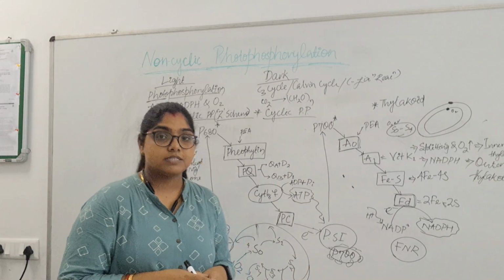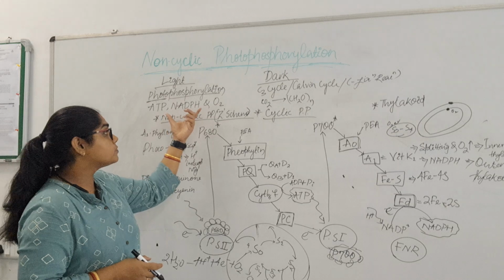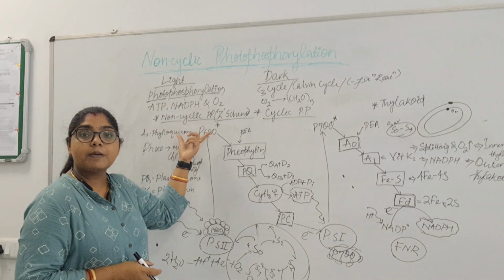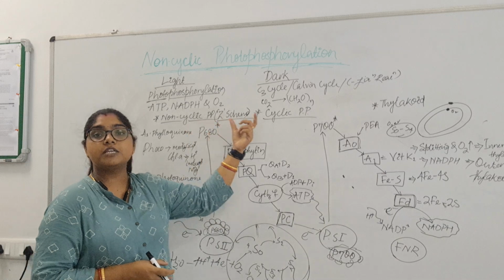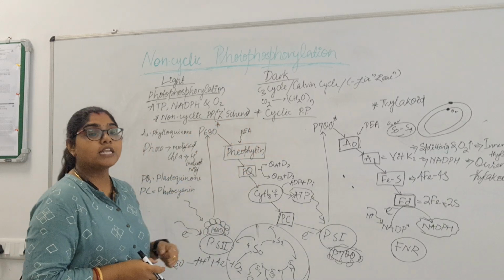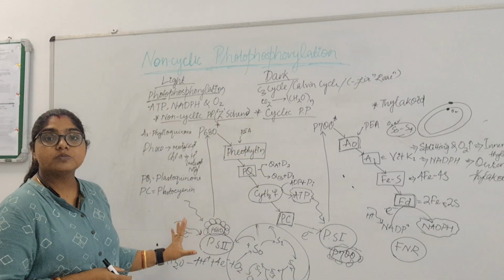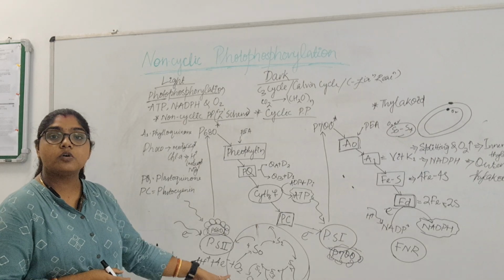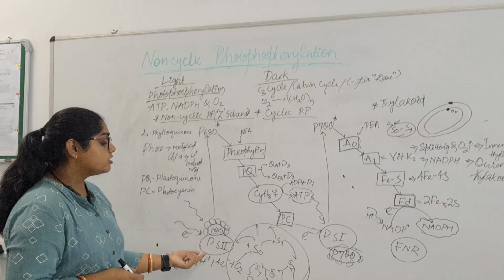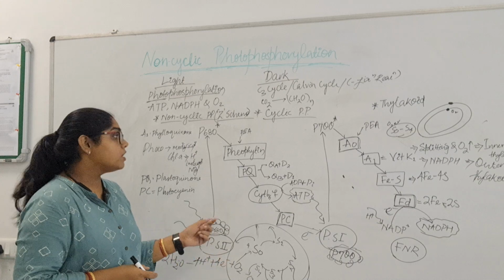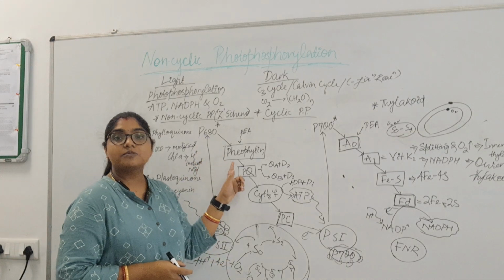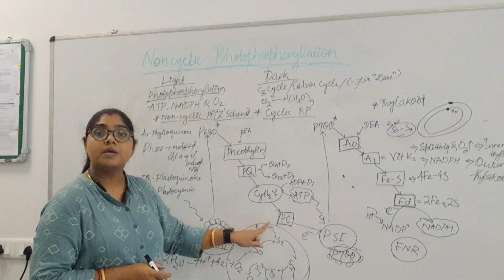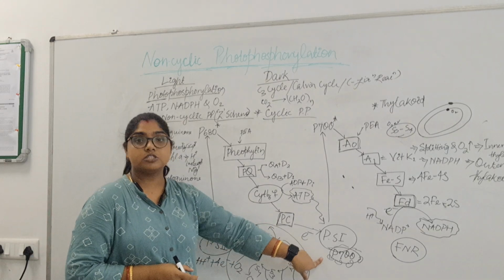So today we have discussed the photophosphorylation process. It follows two pathways: non-cyclic photophosphorylation and cyclic photophosphorylation. In non-cyclic photophosphorylation, photolysis of water takes place. It produces proton, electron and oxygen. This electron is absorbed by photosystem 2. It gets excited, then it transfers to pheophytin, then plastoquinone, then cytochrome b6f, then plastocyanin to photosystem 1.